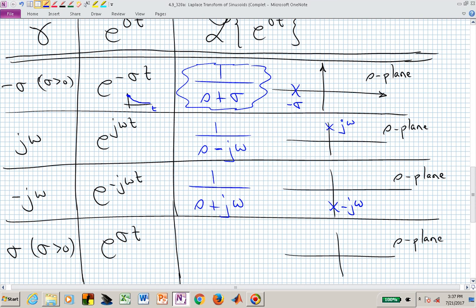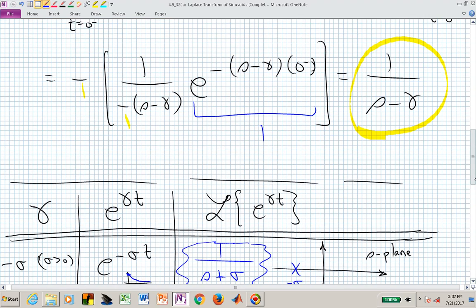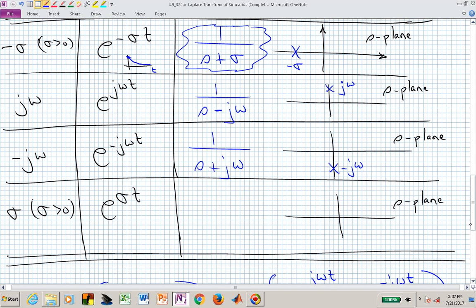For completeness, let's look at what happens when we have e to the sigma t, where sigma is a positive number. Now we have a growing exponential waveform. We now simply replace gamma with sigma in this expression, and we now have, for a Laplace transform of e to the sigma t, an unbounded exponential waveform in the time domain, gives rise to a Laplace transform of 1 over s minus sigma. To find the pole, we set the denominator equal to 0, and we find that s is equal to plus sigma for the pole of that particular transform.